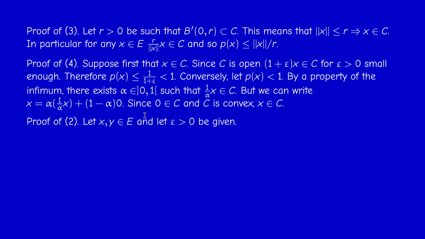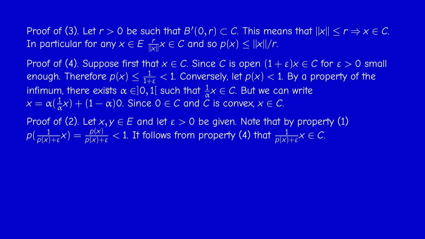Okay, now we prove 2. Take two arbitrary elements x and y in E and an arbitrary positive number epsilon. By positive homogeneity, which is property 1, I can put this real number outside. This is a real number because p of x is a real number, epsilon is a real number. So I can put this constant outside, and we get 1 over p of x plus epsilon times p of x. So this ratio is, of course, less than 1.